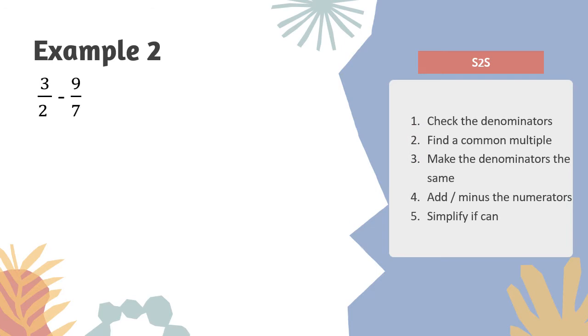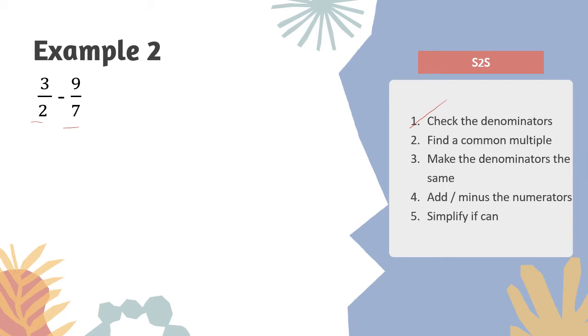Example 2. 3 out of 2 minus 9 out of 7. Step 1, check the denominators. Look at the denominators. We have 2 and 7. They are not the same, so we have done step 1. Next, we need to find a common multiple.